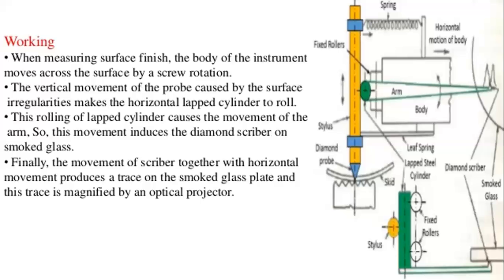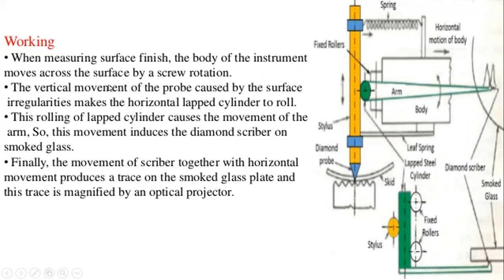So when measuring the surface finish, the body of the instrument moves across the surface by a screw rotation. So this is the screw attached to the lapped steel cylinder, in which it gets the fixed rollers which move the arm in the upward and downward direction. So this is called the screw rotation.